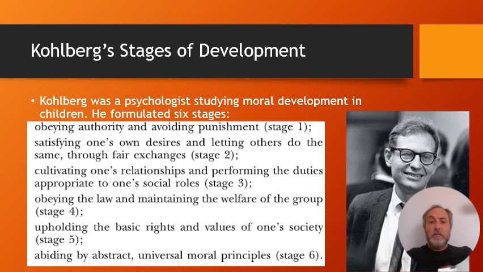So stage one is obeying authority and avoiding punishment. This is hardly morality, right? It's almost the same thing that a psychopath can do, or Jeffrey Dahmer, right? You understand, okay, if I do this thing, I'll get punished or put in jail or whatever. So I guess I shouldn't do it, but they have no sense that you should not do it because it's wrong.